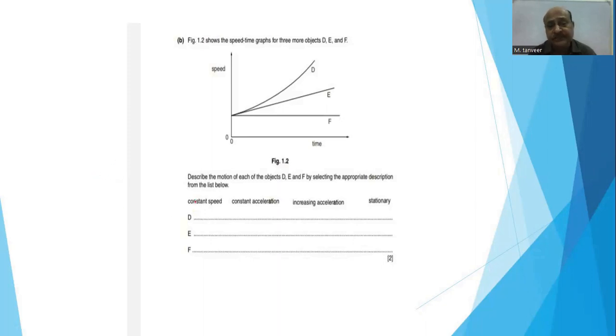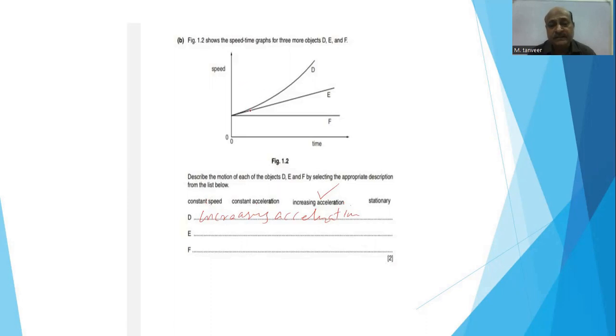First, D. This is your D. Since it is above the tangent, it is increasing speed. When speed increases, then acceleration increases. Increasing acceleration, since the speed-time graph gives the acceleration.